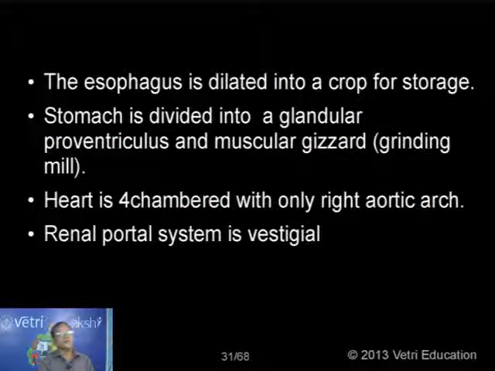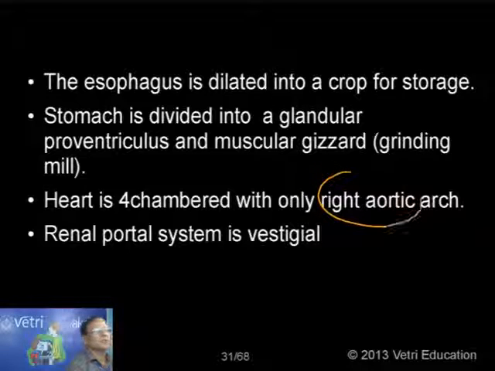So also, if you are taking the reproductive system, in the case of birds, to reduce the body weight, the right aortic arch is present, and also the left ovary is present, the right ovary is absent. So the right aortic arch is present and the right ovary is absent, it becomes vestigial. So only one ovary is found in the case of birds in order to reduce the weight, as the animal is flying.